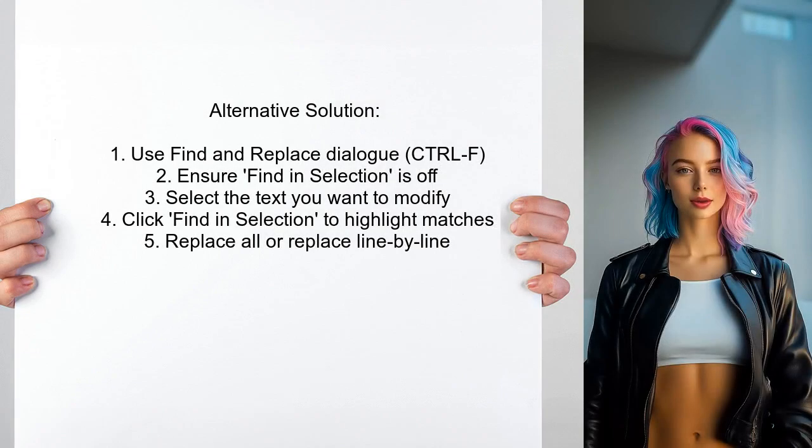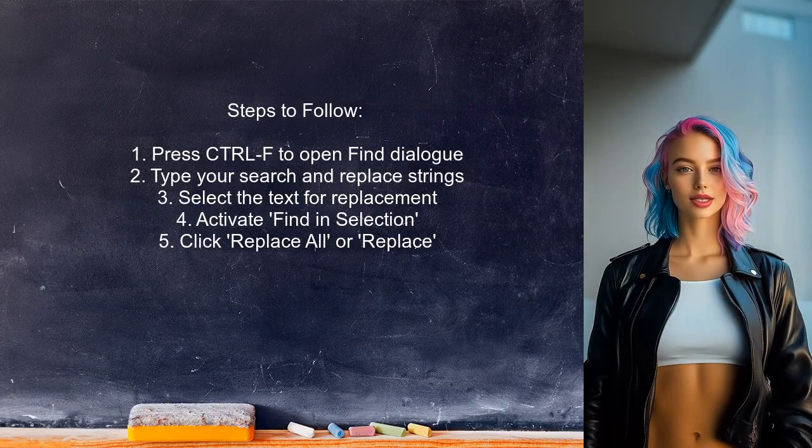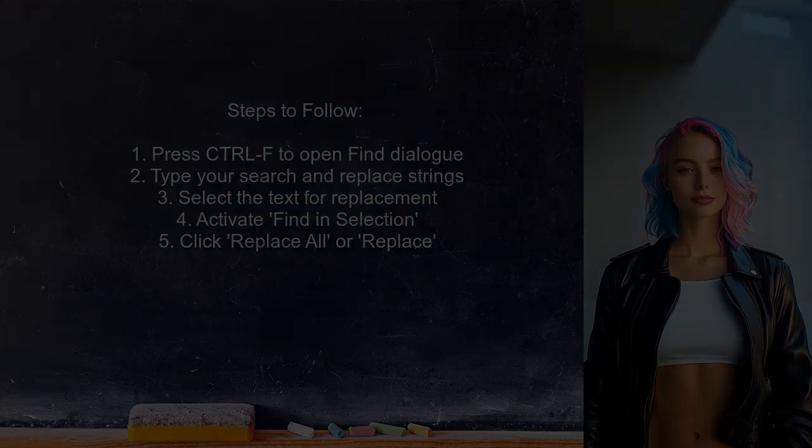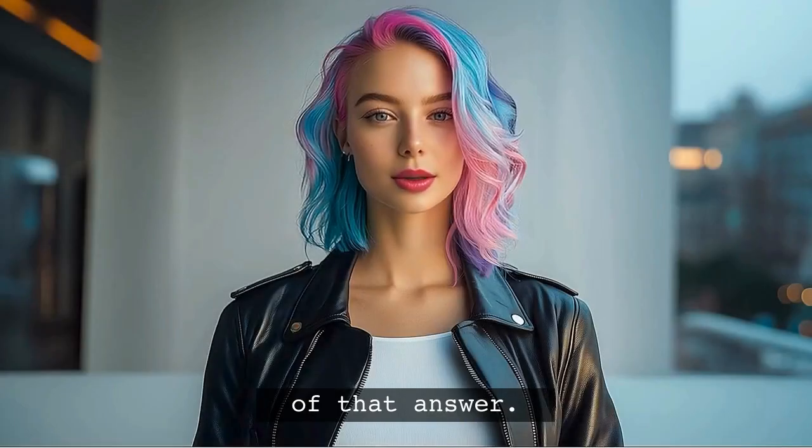An alternative solution suggests using the Find and Replace dialog instead of the Search and Replace pane in Visual Studio Code. The user explains that these are two different tools. The Find and Replace dialog is better for making changes within a selected area. To perform a find and replace in a selection, follow these steps. Open the Find dialog, type your search and replace strings, select your text, then activate Find in Selection. This will limit the changes to your selected area. That's the end of that answer.